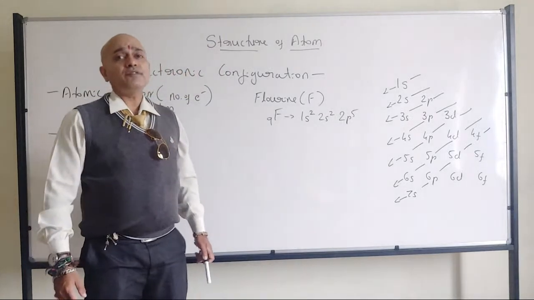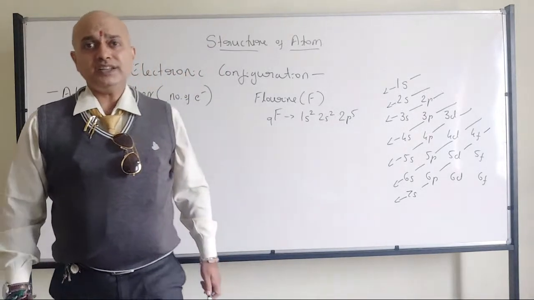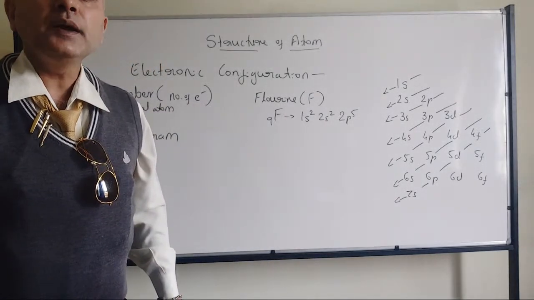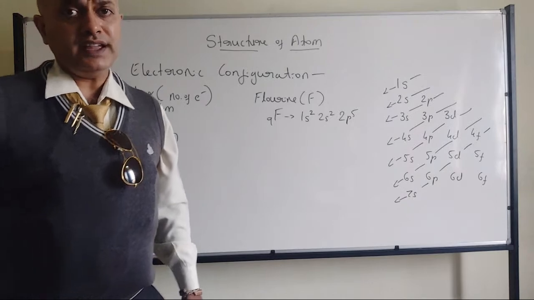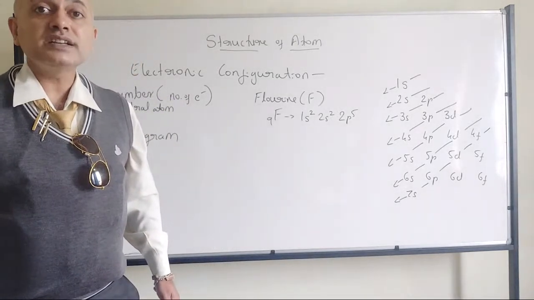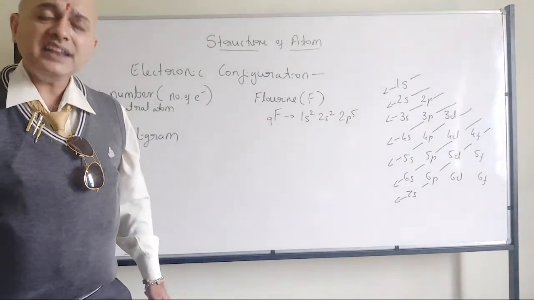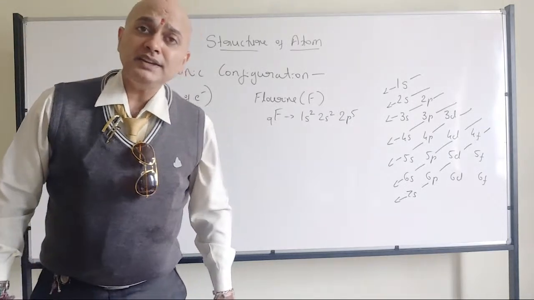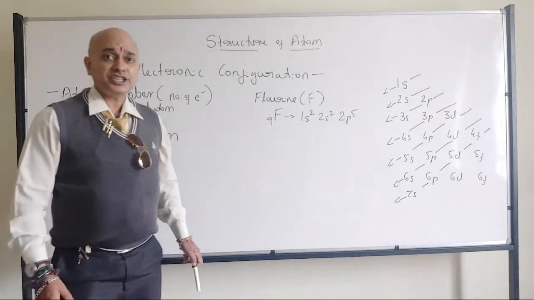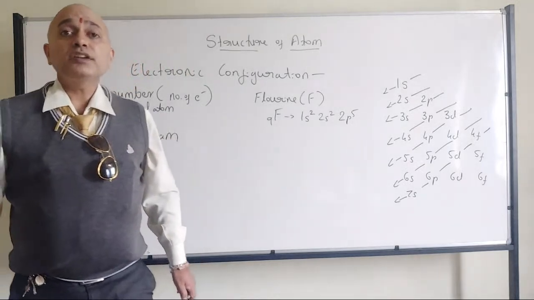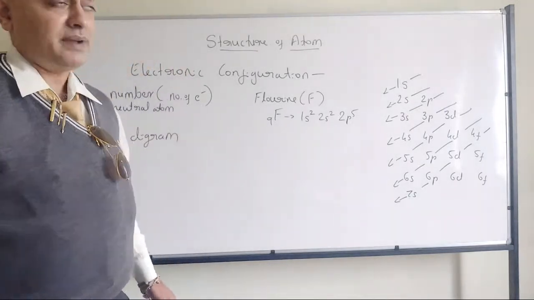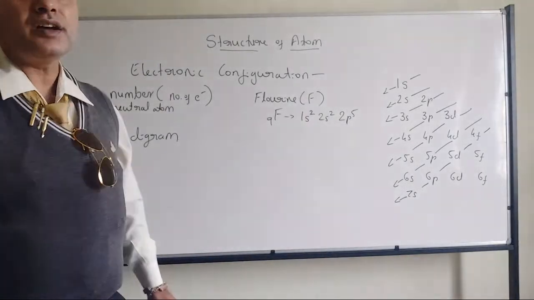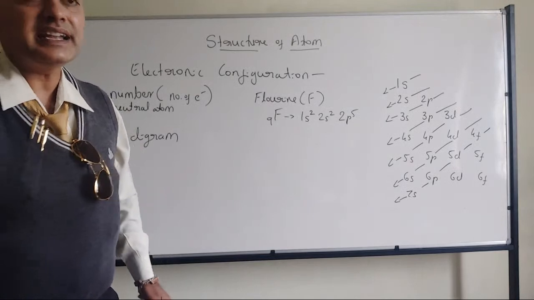So that's how we have the fluorine. Another way of writing the electronic configuration, which we will understand once we go to the periodic classification of elements, is by using the inert gas. I will teach you that when we move to the next chapter, periodic classification of elements. But for the time being, you can remember this is how the electronic configuration can be written.